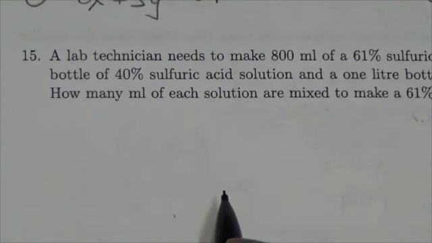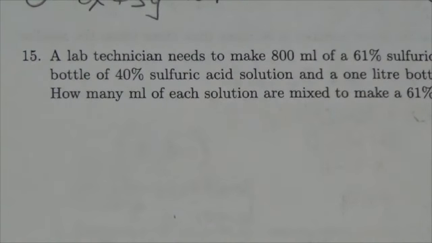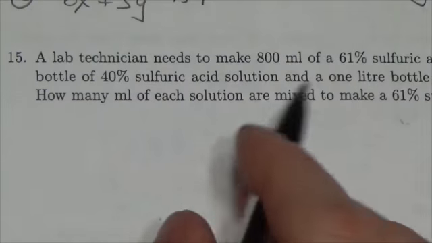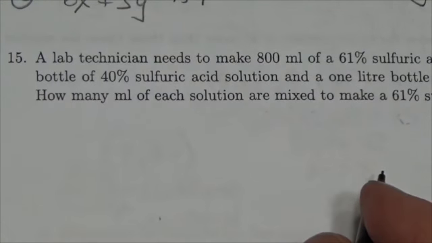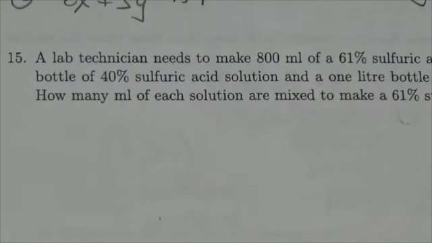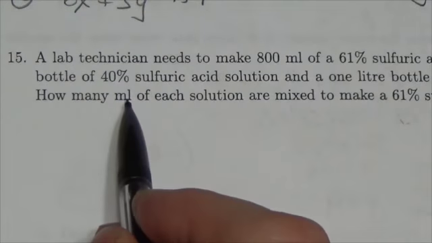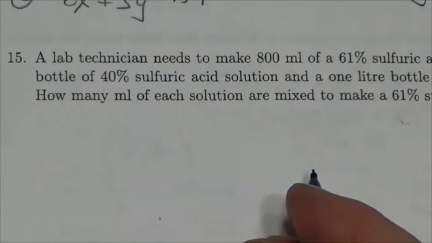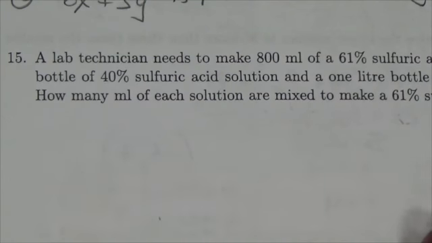Hi everybody. This next question here is a classic mixture problem. You're going to see stuff like this all the time. So this one says that a lab technician needs to make 800 milliliters of a 61% sulfuric acid solution. He has available a 1 liter bottle of 40% sulfuric acid solution and a 1 liter bottle of 75% sulfuric acid solution by volume. So how many milliliters of each are necessary to make the 61% sulfuric acid solution?